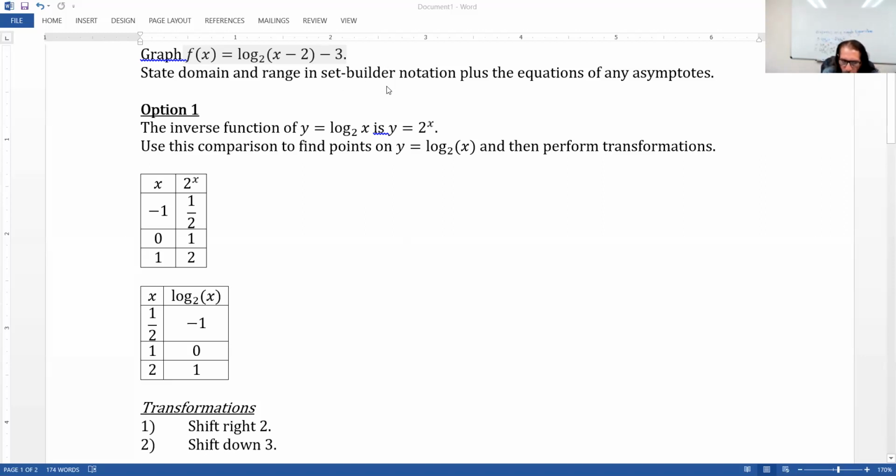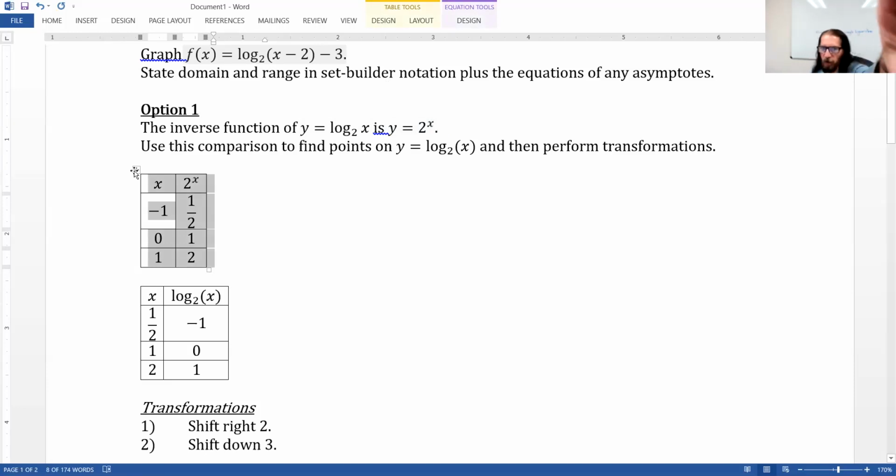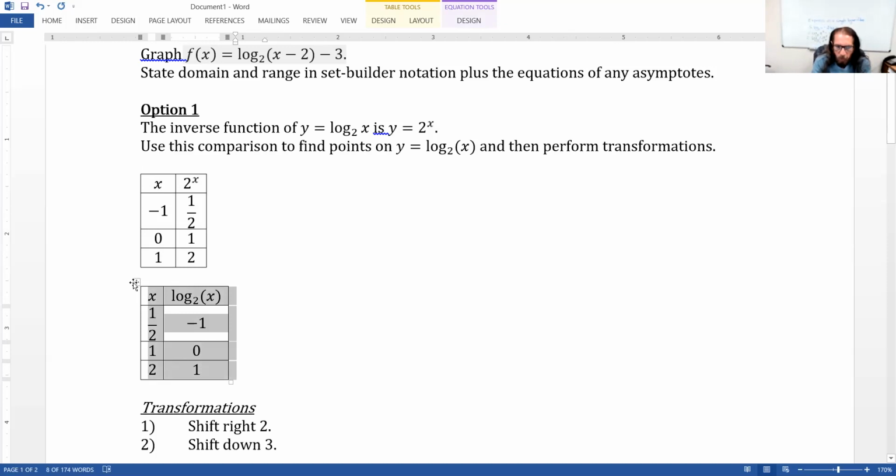So our first option is to ignore the transformations for a moment and compare the basic version of that to its inverse. Its inverse will have these 3 points on its graph. So we swap x and y, and those will give us 3 points that are on the basic version of what we're trying to graph.